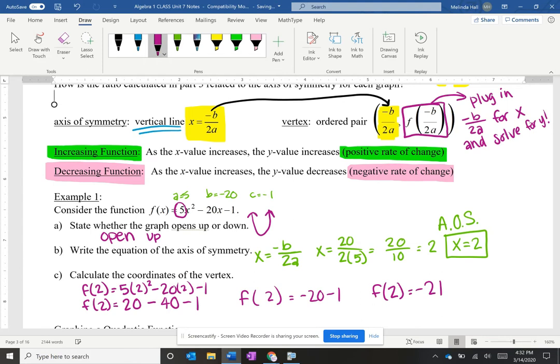And so what that means for you is that your vertex, and this is why function notation is nice, is at 2, negative 21. You just take your number that was in your f, and that is your x value, and then your y value is whatever you get at the end. Okay?